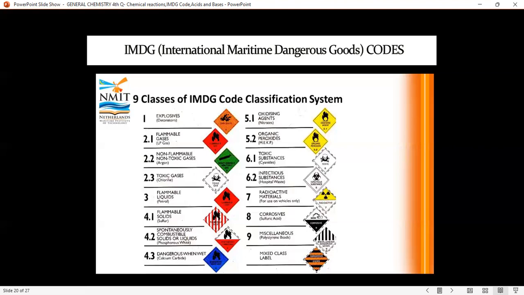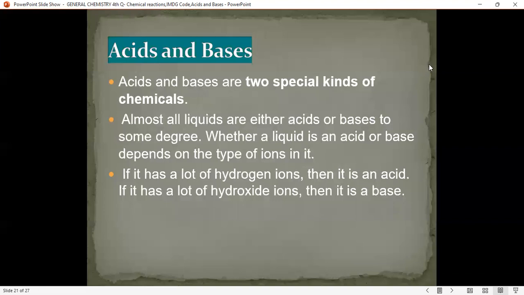Oxidizing agents. We also have organic peroxides, toxic substances, infectious substances, radioactive materials, corrosives, miscellaneous, and mixed class labels. All right. So some are mixed class labels, not one class, no, these are still dangerous, but they are not specifically classified into the 9 classes of the IMDG code classification system. All right, so when you get to college, all of these different codes will be specified to you. All right, so let's continue to acids and bases.